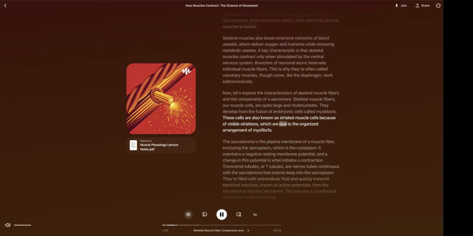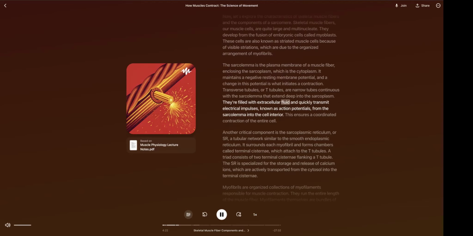Transverse tubules, or T-tubules, are narrow tubes continuous with the sarcolemma that extend deep into the sarcoplasm. They're filled with extracellular fluid and quickly transmit electrical impulses, known as action potentials, from the sarcolemma into the cell interior. This ensures a coordinated contraction of the entire cell.